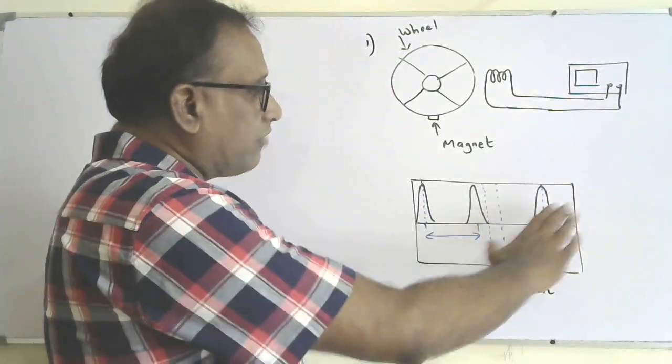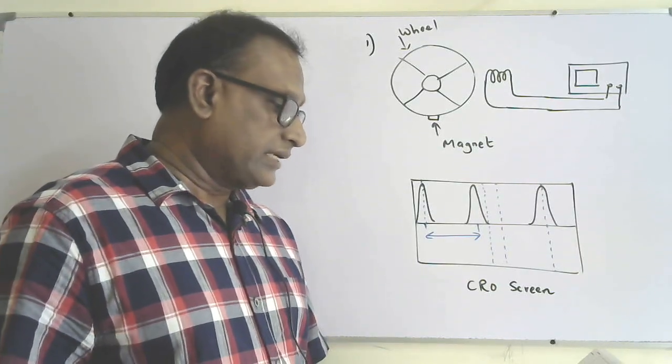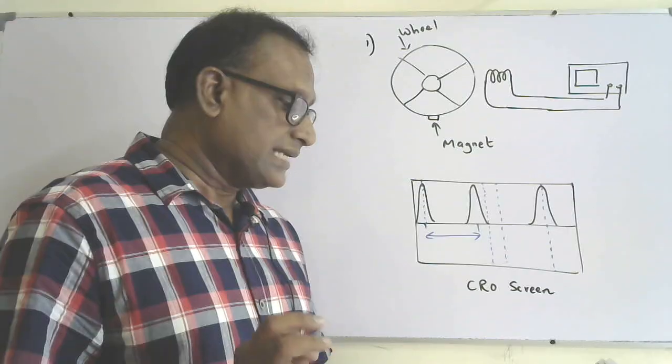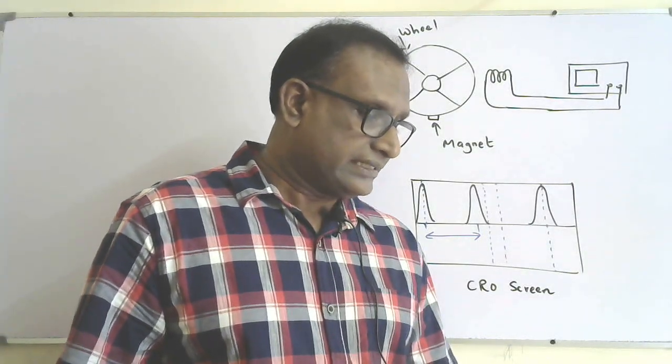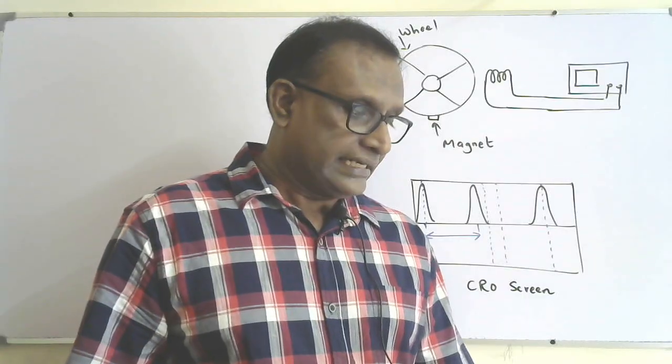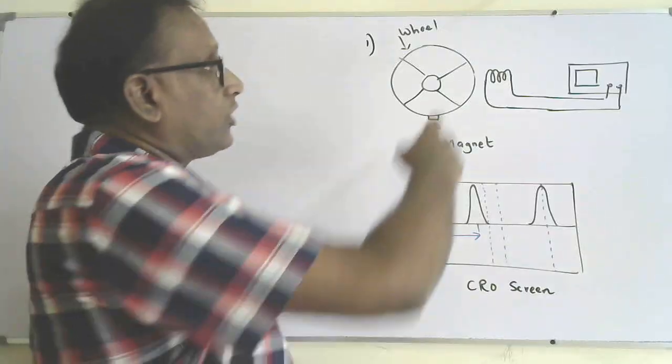Here the graph is given like this, and the first part says: as the wheel rotates, a series of pulses is displayed as shown. Describe how a value of the time period should be determined from these pulses. So they want to find the time period of rotation of the wheel.